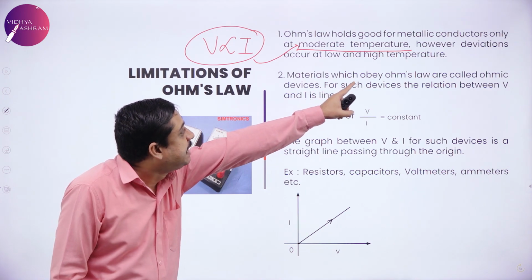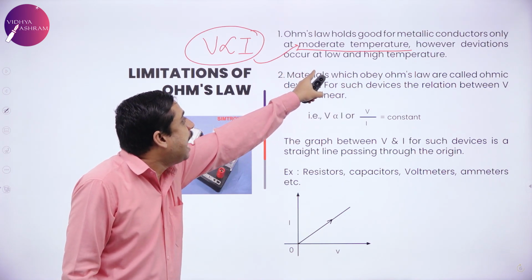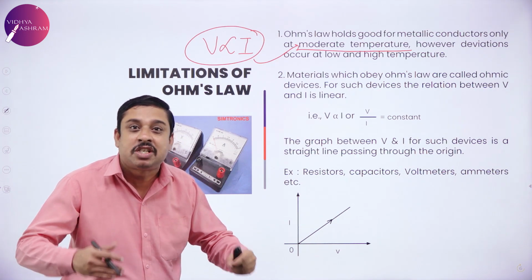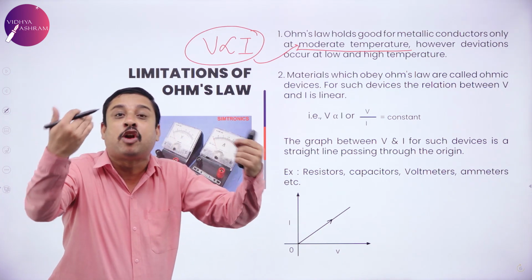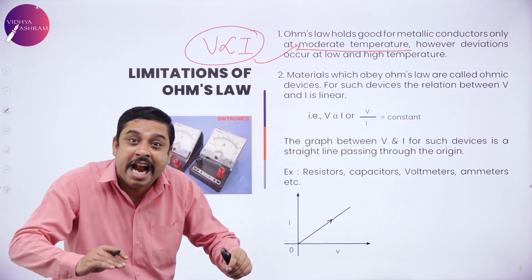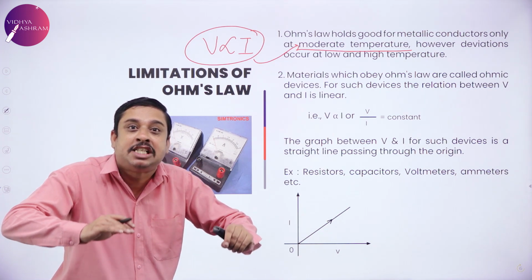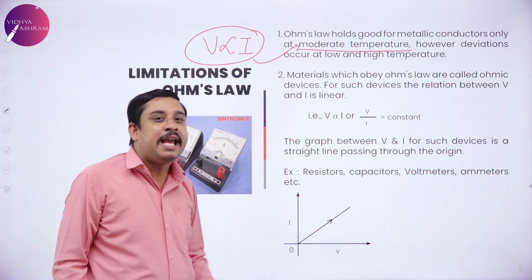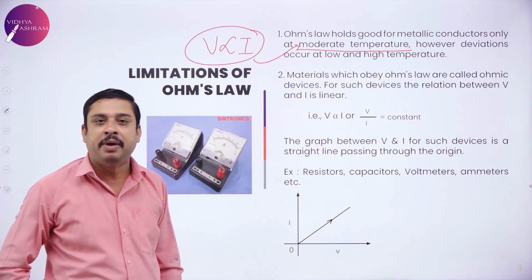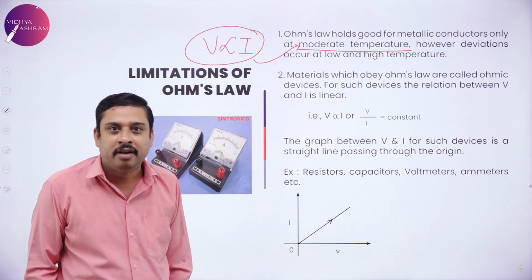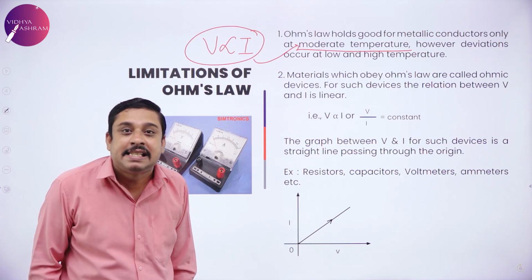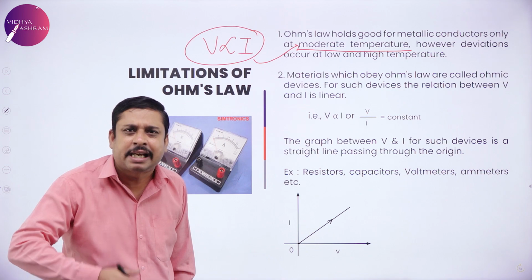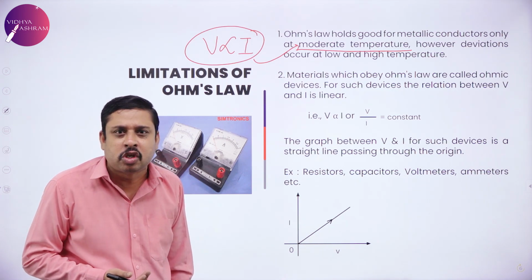That means deviations occur at low and high temperatures. When I say deviations occur, we deviate from Ohm's law. We deviate from the condition of voltage being proportional to current at very low and very high temperatures. See, for example, when you do an experiment where you calculate resistance per unit length of a conductor, it is a practical applicability of Ohm's law.